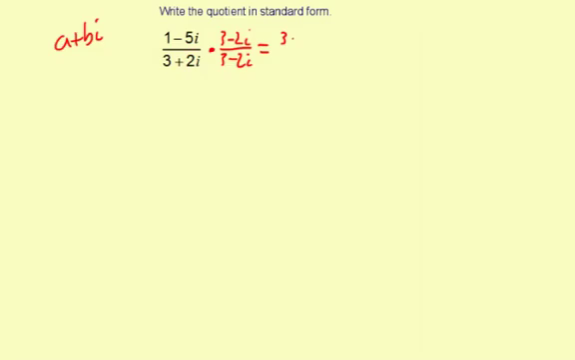1 times negative 2i is minus 2i. Negative 5i times 3 is negative 15i. Negative 5i times minus 2i, that's positive 10i squared.